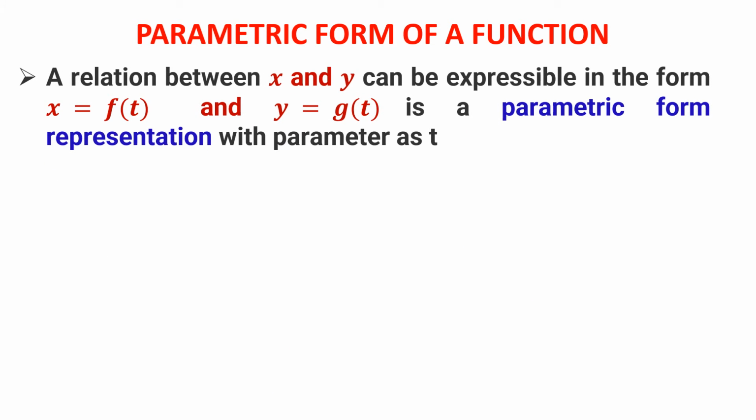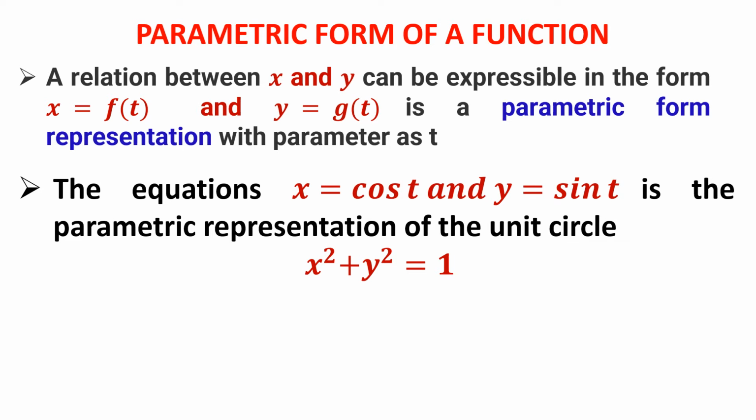A relation between x and y can be expressible in the form x is equal to f of t and y is equal to g of t, which is a parametric form with parameter t. Here we have written x is equal to f of t and y is equal to g of t, a function of t and a function of t. We can write it as a function of theta and a function of theta also, and function of r and function of r also, based on the situation. And whatever parameter you are using, either t or theta, this form is called parametric form. Now let us take one example.